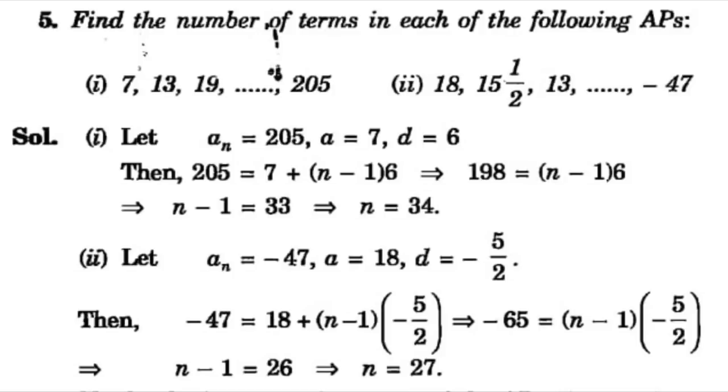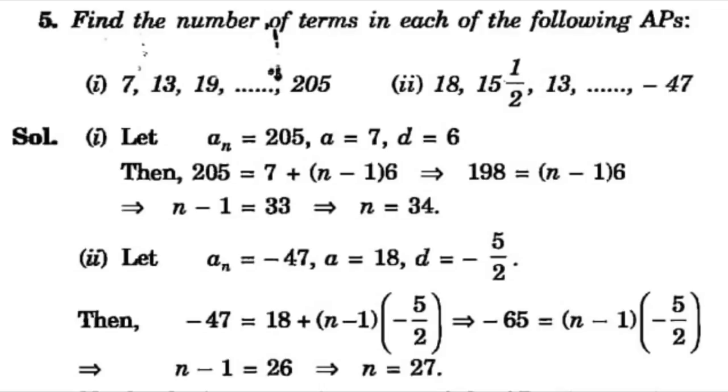Now in the second part, the first term is 18, the second term is 15 1 by 2, the third term is 13, and so on, and the last term is minus 47. So an is equal to minus 47. The first term a is equal to 18, and the common difference is equal to 15 1 by 2 minus 18, which is minus 5 by 2. Now the formula for an is equal to a plus n minus 1 into d. Let us put the value of a keeping n as it is, and d is minus 5 by 2.